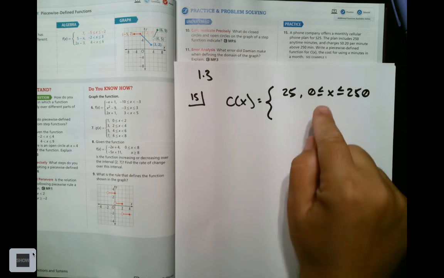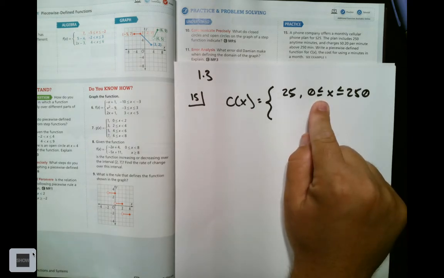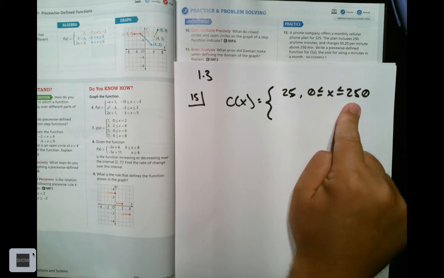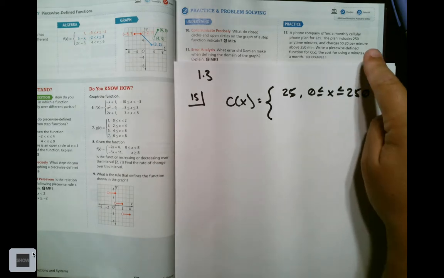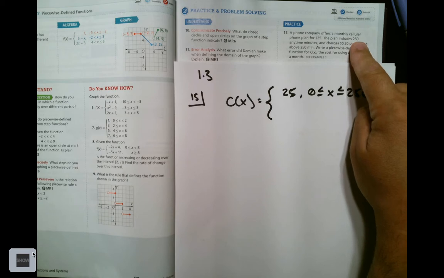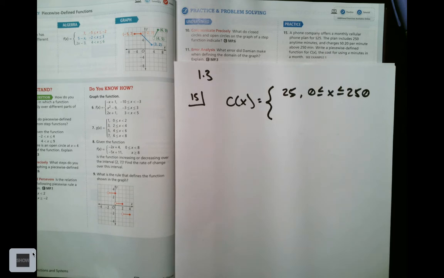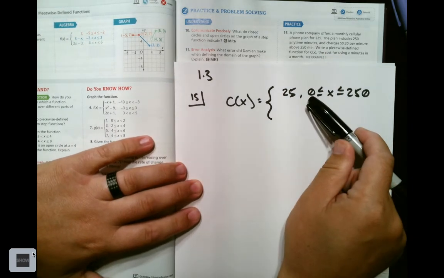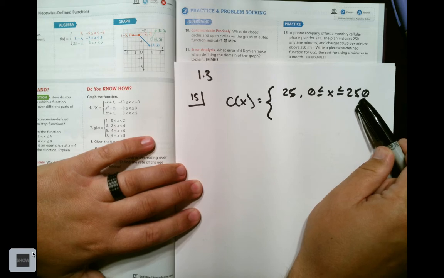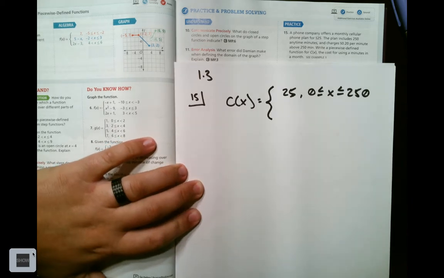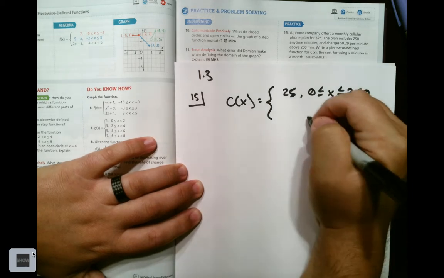Make sure you're watching your signs. Can I use 0 minutes of a plan? Sure. I can go to Verizon, buy a plan, and not use it at all. But guess what? I'm still going to pay that $25 a month. So 0 is included. Make sure you read your problem correctly. Am I including 250 minutes? Yep. If you read through that, the plan includes 250 anytime minutes and charges 20 cents per minute above 250. So that $25 is good all the way from not using it at all to 250 minutes on the dot. The next equation is going to take into account talking over 250 minutes.